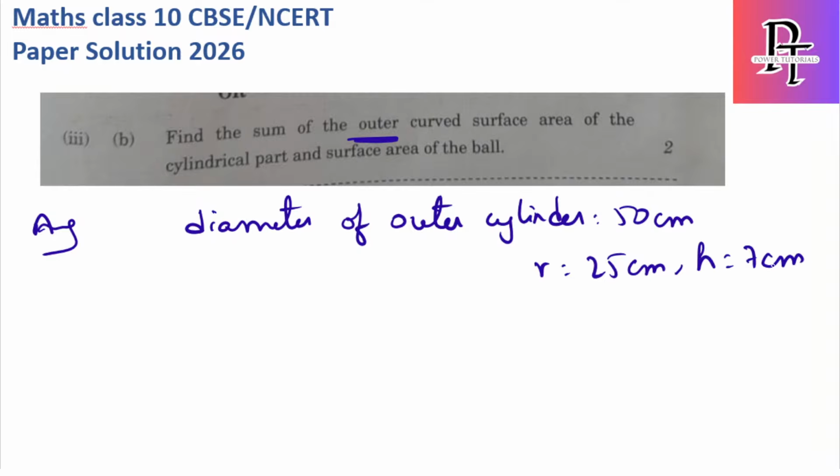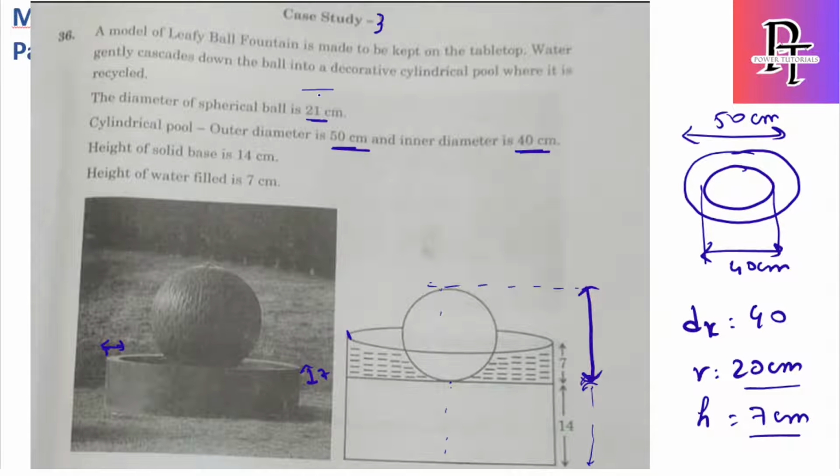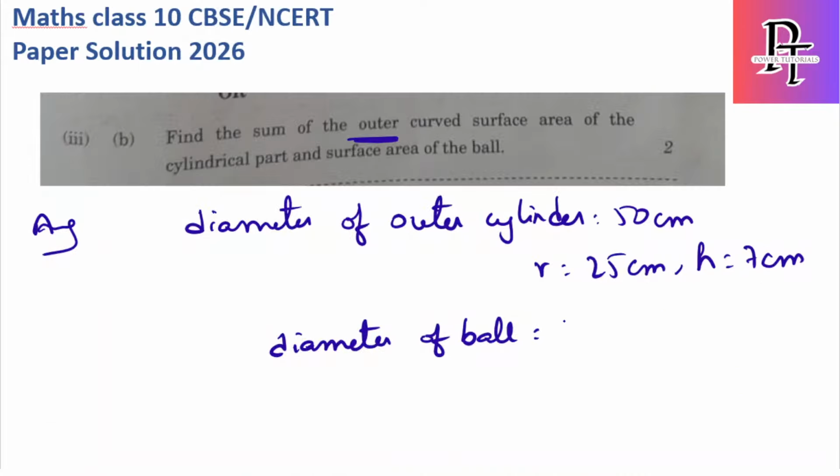So this is with respect to cylinder. What about with respect to ball? We already have the diameter of ball is 21 centimeters. So the radius is 10.5 centimeters. Now we have all the radius, height details of cylinder and sphere. So simply first substitute the formula. Sum of outer curved surface area of cylinder is 2 pi r h plus of ball is 2 pi r square.